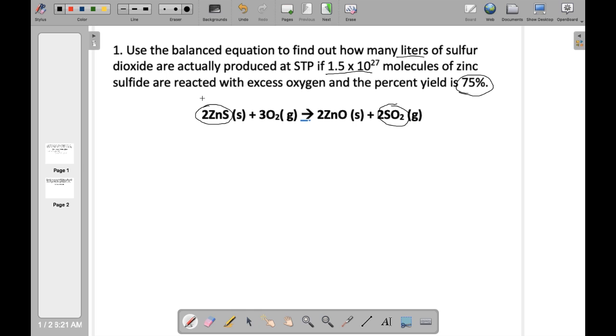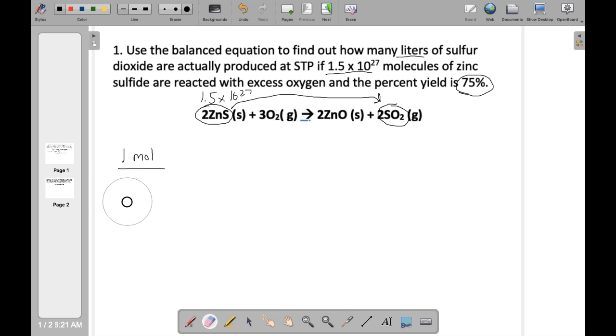So what do we know? We have 1.5 times 10 to the 27 molecules of zinc sulfide. We also know we need to figure out how many liters of sulfur dioxide we're getting. So this is sort of a standard stoichiometry problem. Remember your conversion factors.